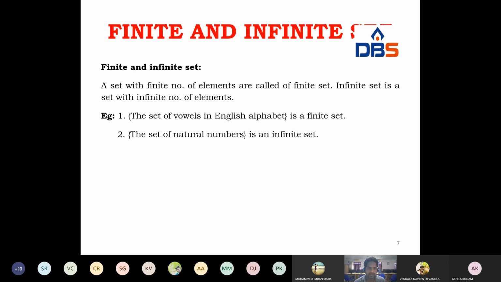So, finite and infinite sets. A set with a finite number of elements is called a finite set. A set with an infinite number of elements is called an infinite set. For example, the set of vowels in the English alphabet is a finite set, and the set of natural numbers is an infinite set.